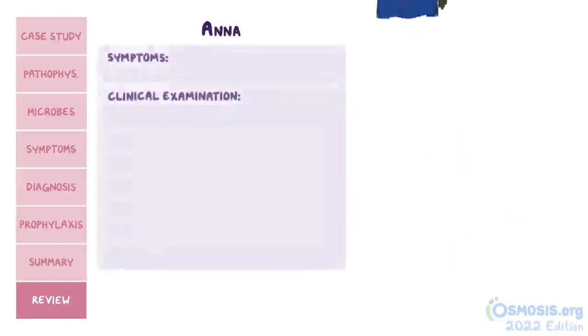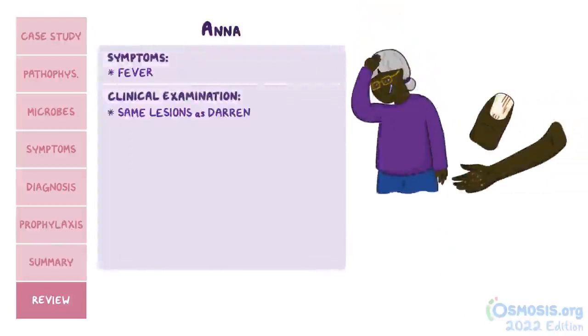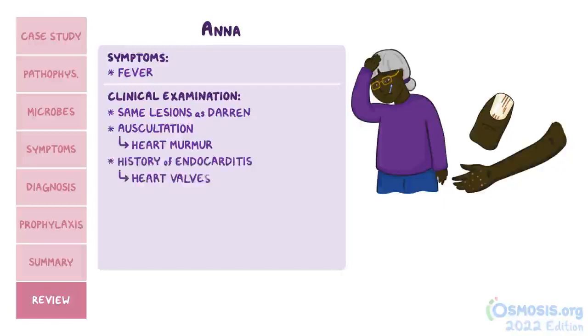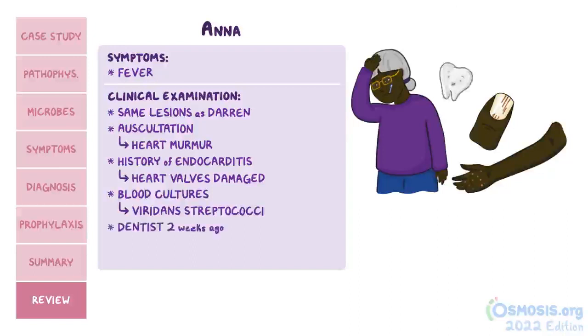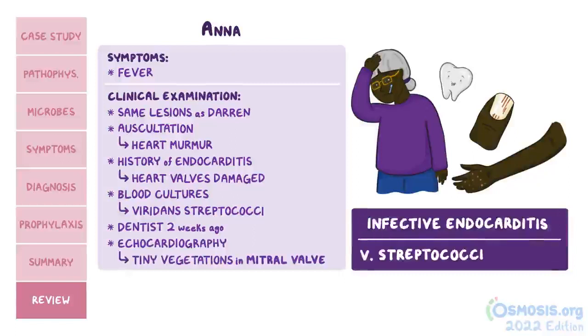Then there's Anna, who came in with a fever and the same lesion consistent with endocarditis that Darren had. On auscultation, there was a heart murmur. Now, considering that Anna has a history of endocarditis, this means that her heart valves may be damaged. Blood cultures showed that Anna had an infection with viridans streptococci, which makes sense, since she said she had been to the dentist about 2 weeks ago. Echocardiography showed tiny vegetations in the mitral valve, so Anna has infective endocarditis caused by viridans streptococci, and in her case, infective endocarditis following a dental procedure.